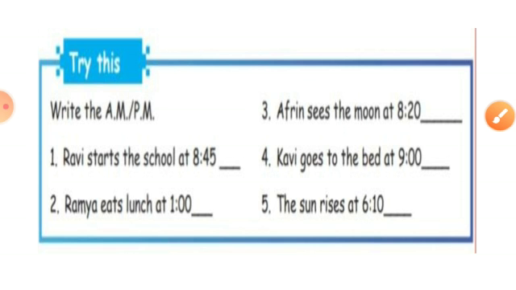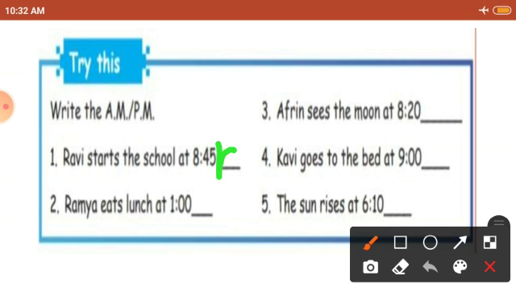Let's see another one. Write the AM or PM. Let's see the first one. Ravi starts the school at 8:45. When the school will be started, it will always be started from the morning, right? So morning is always considered AM and the evening will always be considered PM. So here AM will come. And the second one, Ramya eats lunch at 1. When we are eating lunch, it is afternoon only. That means 1 o'clock is PM. So the answer is 1 PM.